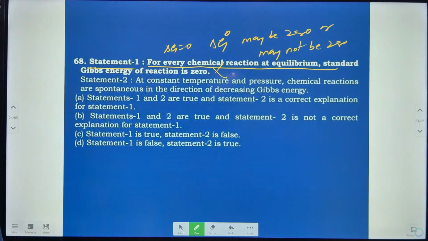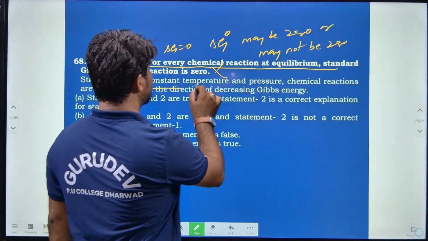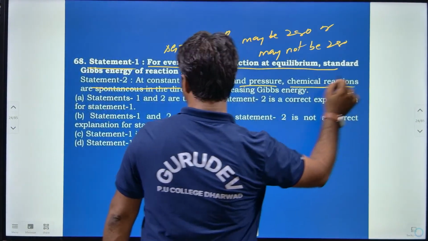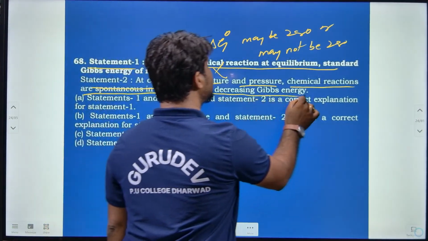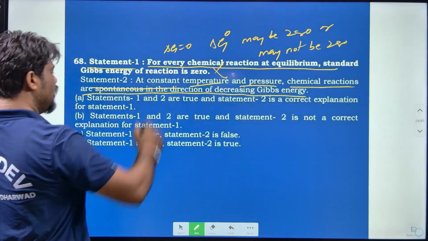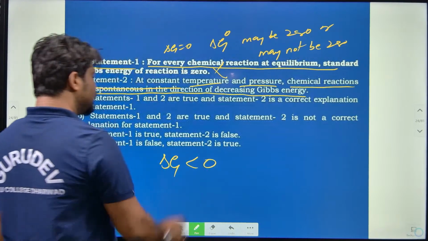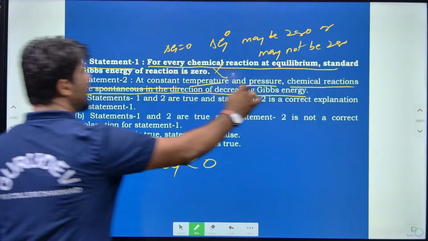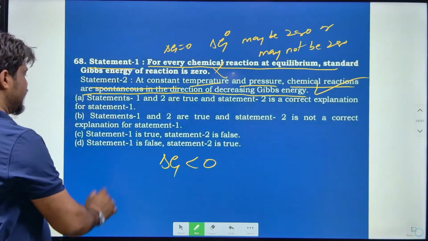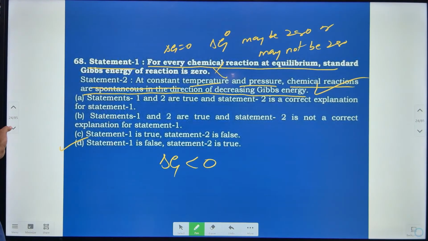Well, go to the second statement. It says that at constant temperature and pressure, chemical reactions are spontaneous in the direction of decreasing Gibbs free energy. Yes, during spontaneity delta G is less than 0, which indicates decreasing Gibbs free energy. So statement 2 is the right statement. Statement 1 is false, statement 2 is true. Answer D is the right answer for the question.